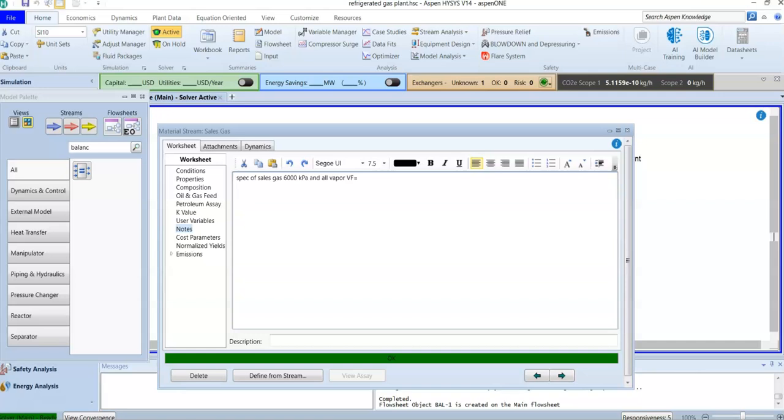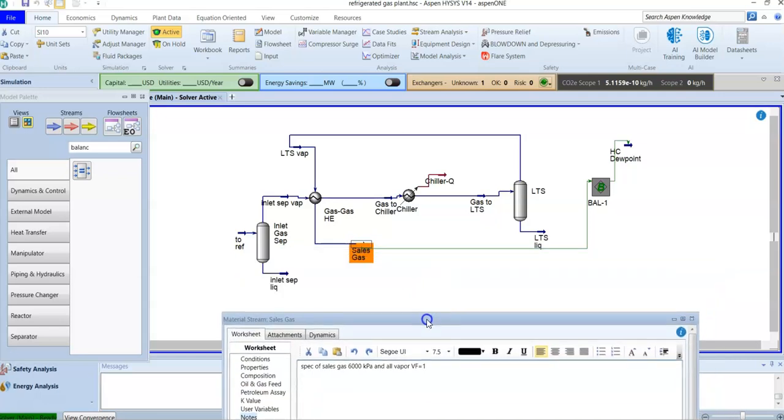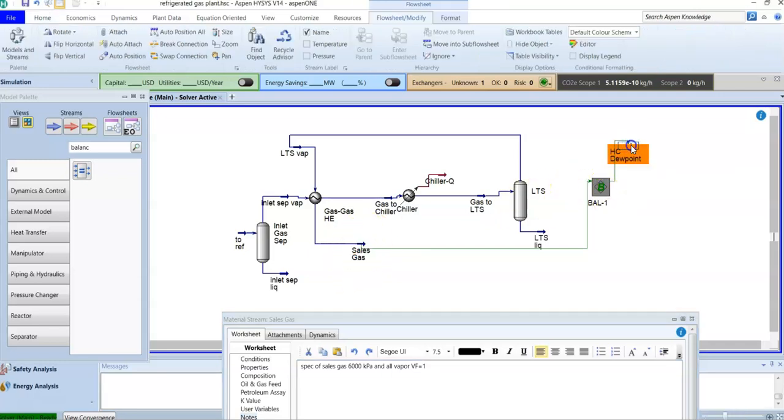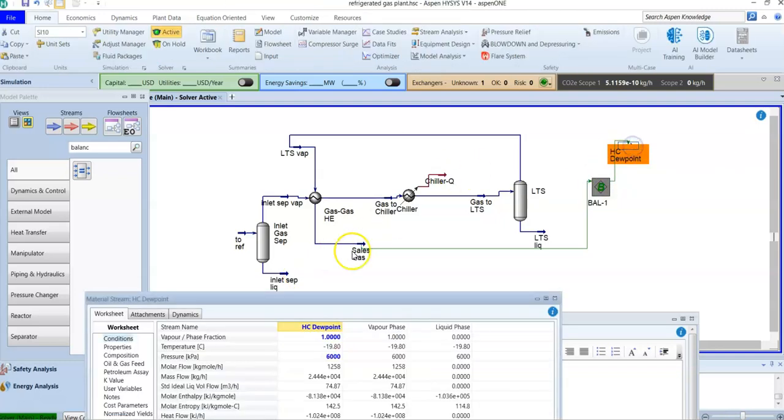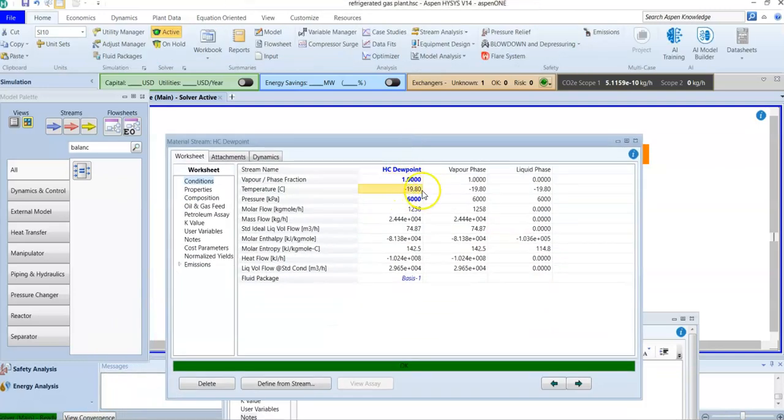How to add this spec? I want to balance this sales gas to know the temperature of the operation. So I am balancing this one, the composition and the molar flow, with another stream, and I'm going to define these conditions, which is the pressure and the vapor fraction for this material stream. It will balance between them and define over here your dew point. So this is the dew point. This is the temperature at which you will start to have liquid. So we need to operate above this one. Or if you are selling your gas at the dew point, this is the temperature of the operation.